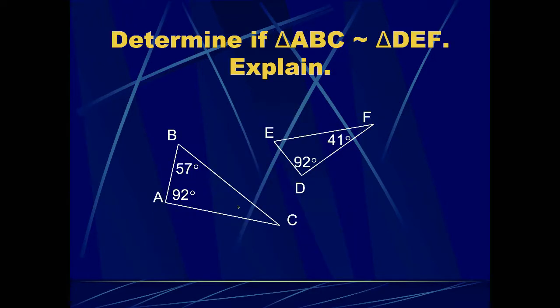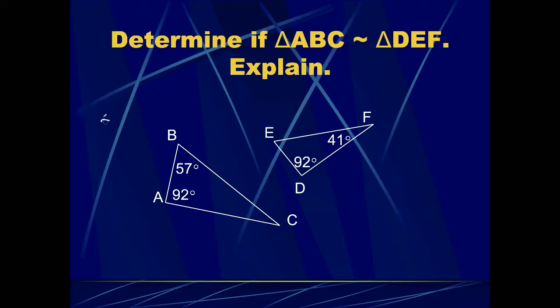So are these 2 triangles similar? Well, what we would want to do here is see, do they have 2 angles that are congruent? Well, the 92, angle A, is congruent to angle D, so that works out. Angle B is not congruent to angle F, but what we need to find out is, is angle B congruent to angle E?